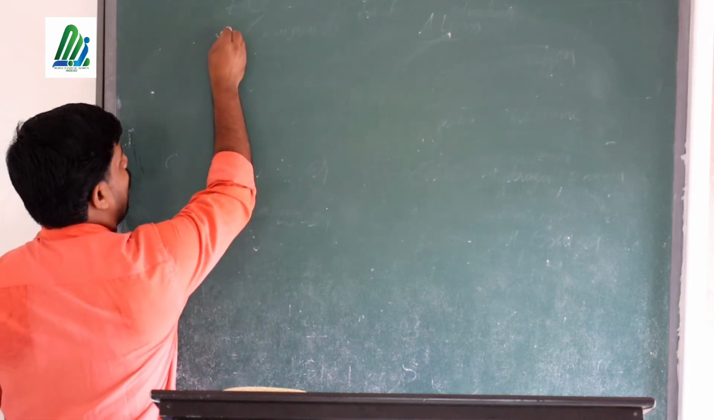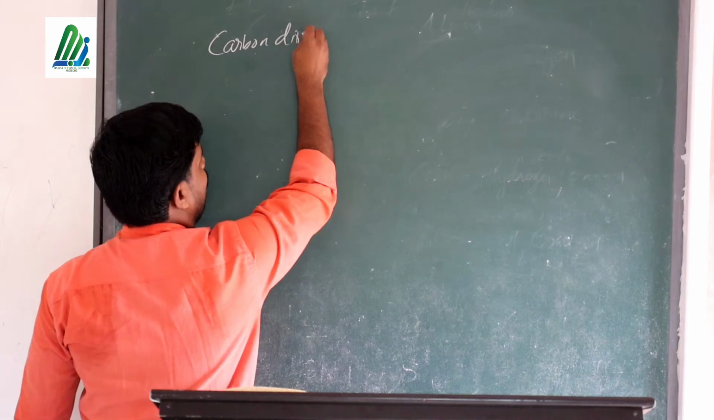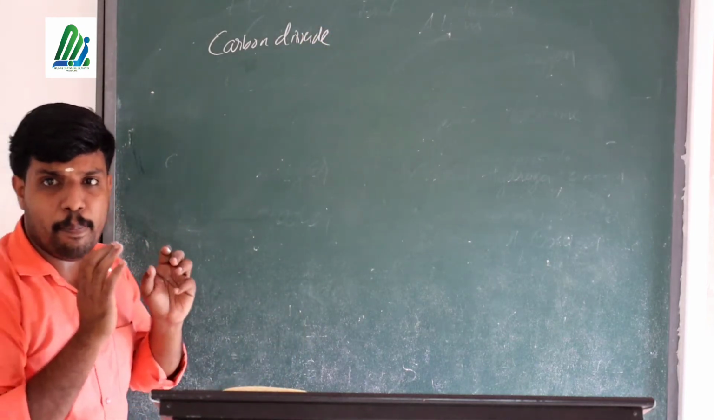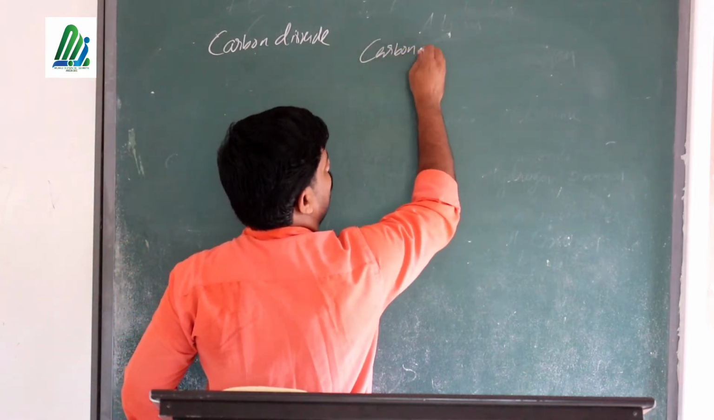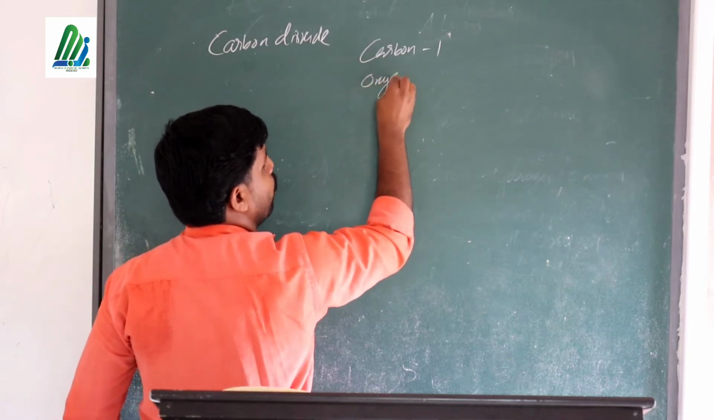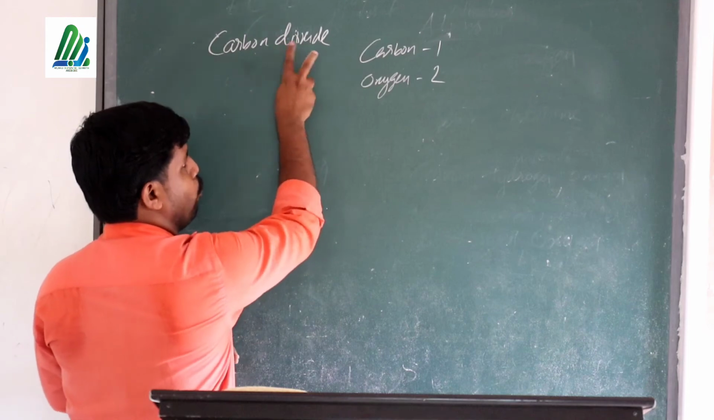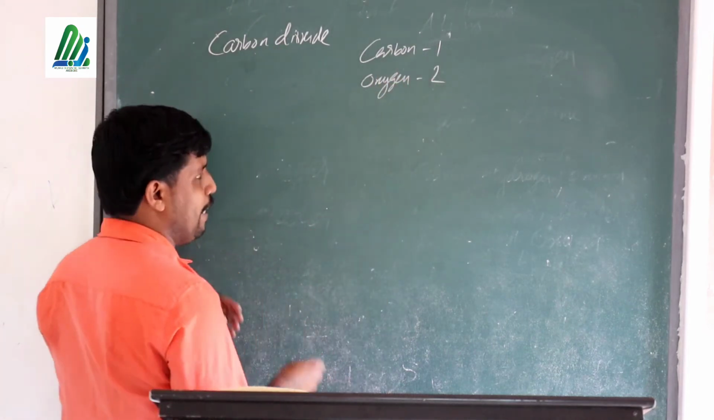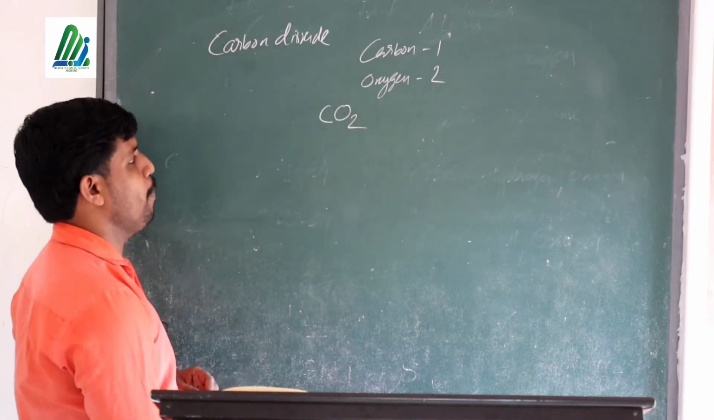For an example, carbon dioxide. Carbon dioxide has only one carbon atom, and how many oxygen atoms? Two oxygen atoms. So one carbon and two oxygen. That's why we write CO2 as the chemical formula.